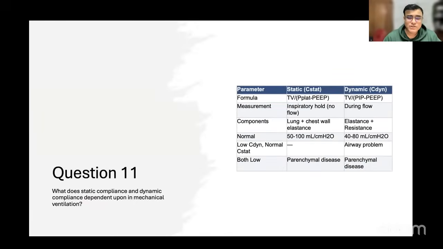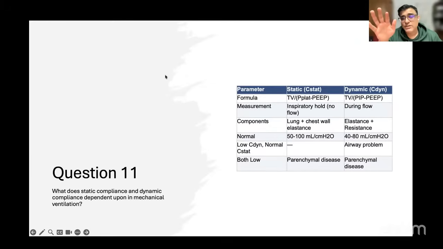There was a question about static compliance and dynamic compliance. I wasn't very sure; people have not recalled the options given, they just said there was a question about static and dynamic compliance. So, static compliance is tidal volume divided by P plat minus PEEP, and dynamic compliance is tidal volume divided by inspiratory pressure minus PEEP.